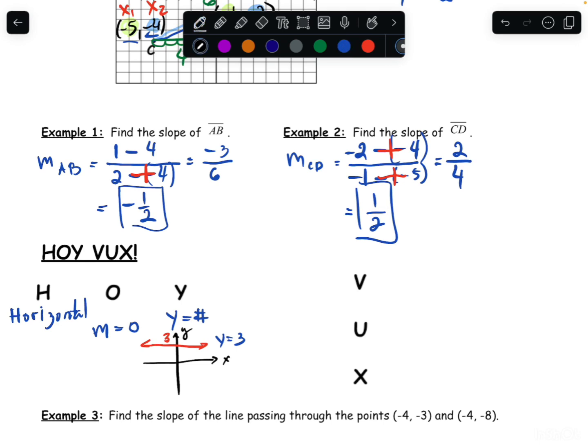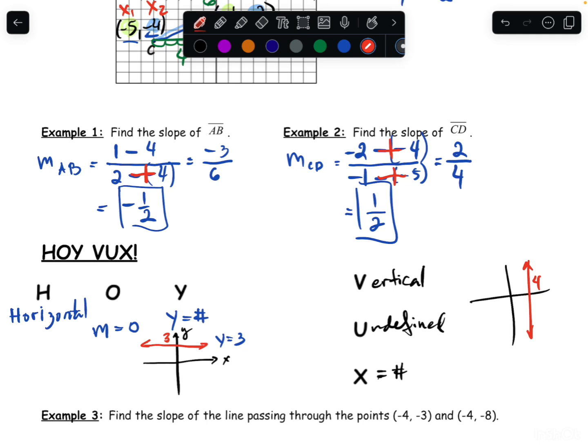Now let me go over here. I have this box, which stands for vertical. This is undefined. And this time it's going to be x equals a number. So if I were to graph this, my graph would be a vertical line. So let's say it's somewhere here, and the value here is, let's say, 4.